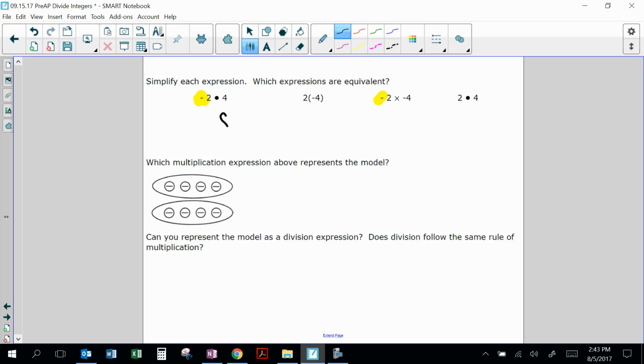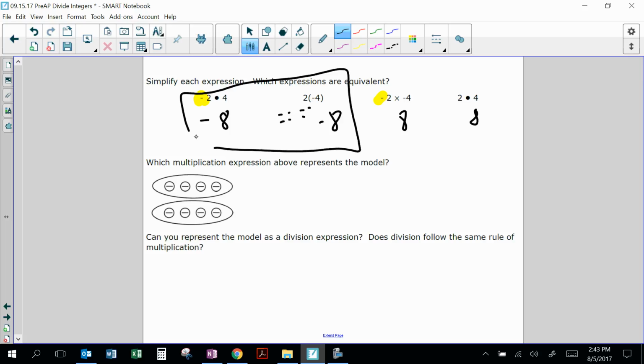Opposite, 2 times 4 is 8. Opposite, negative. Two groups of negative 4 is negative 8. The opposite of negative is positive. 2 times 4 is 8. So these are equivalent.